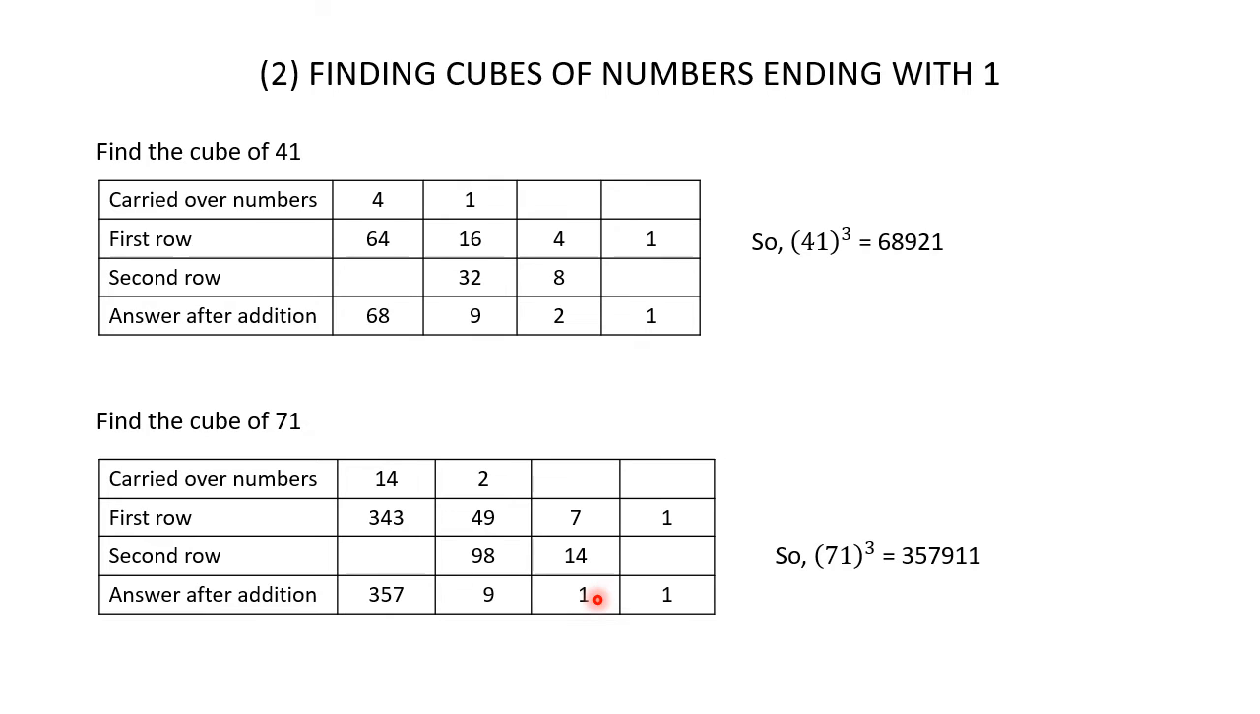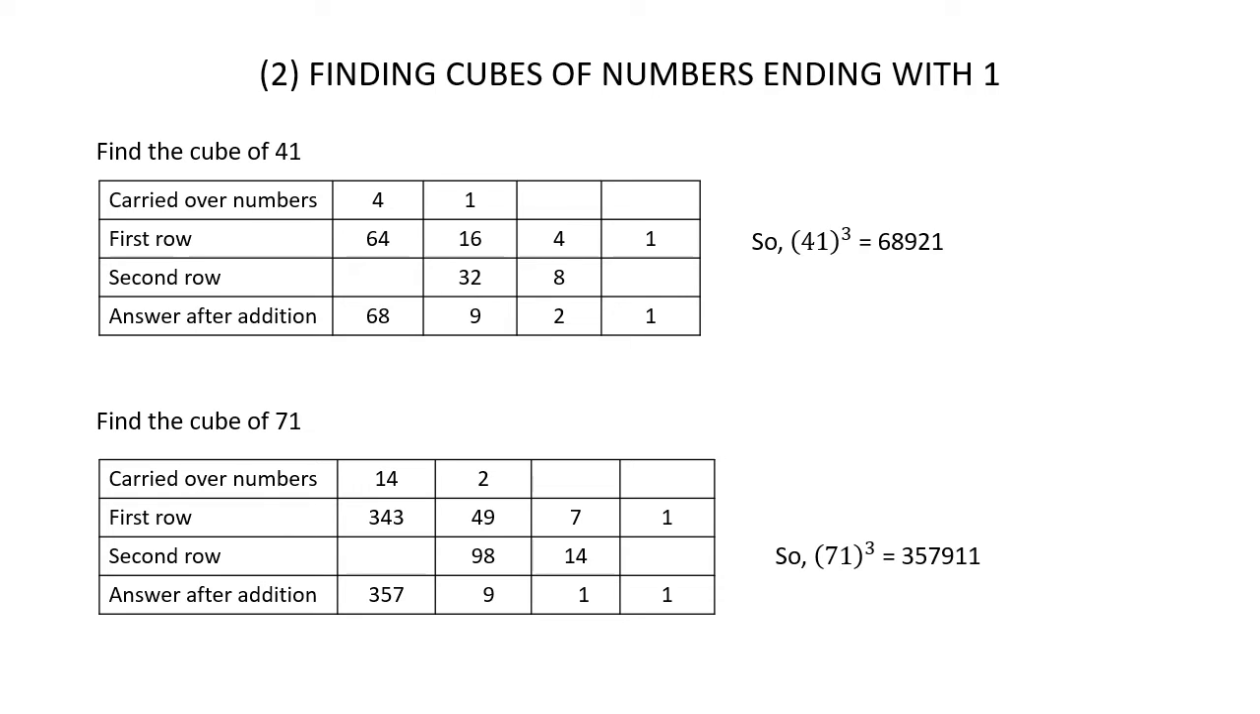Write 1 in the answer and carry over 2 to the next column. 2 plus 49 plus 98 is 149. Write 9 in the answer and carry over 14 to the next column. Add 14 plus 343. 14 plus 343 is 357. Write 357 as it is.